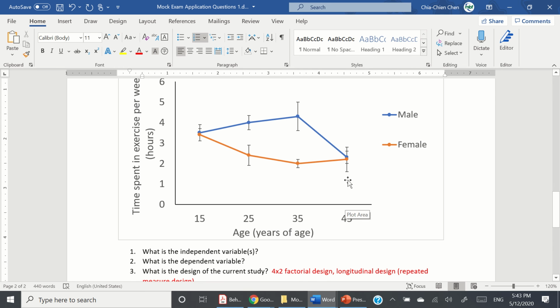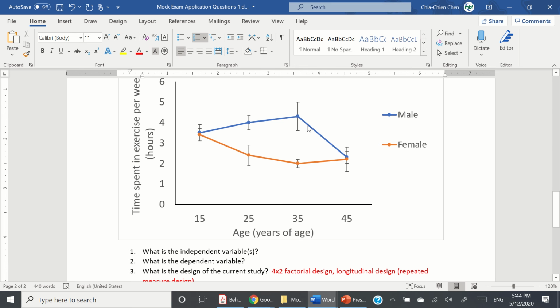Okay, so what you are looking at is whether there is a significant difference between male and female overall. You can see that at 15 we don't see a difference. At 45 we don't see a difference between male versus female, but at 25 and at 35 we are seeing a huge disparity in the amount of time they spend exercising in the gym, in males compared to females.